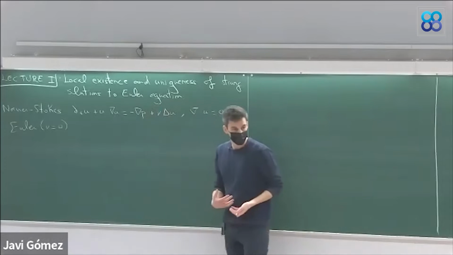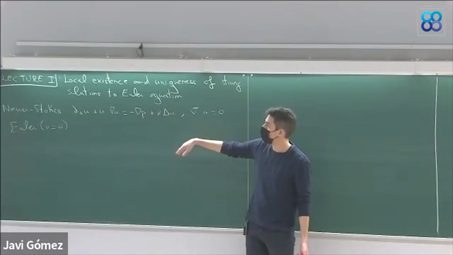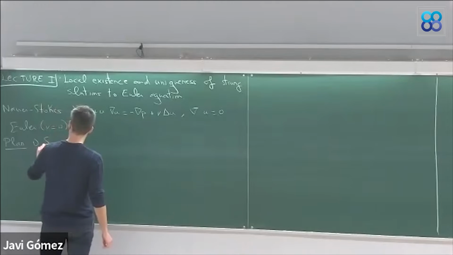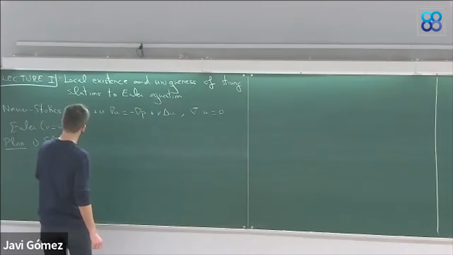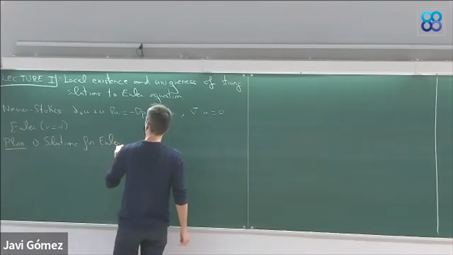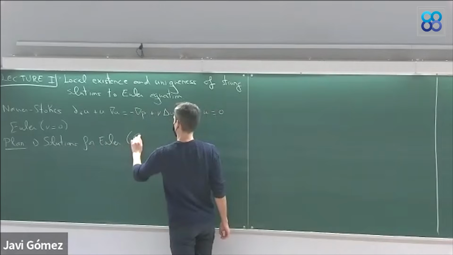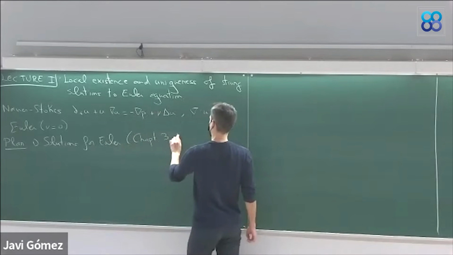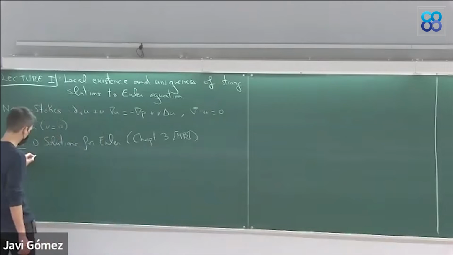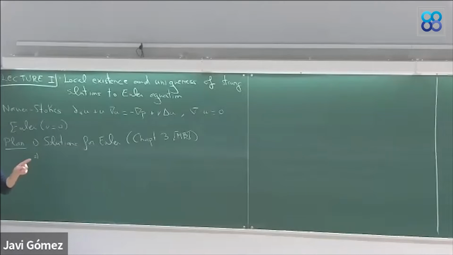So today what we are going to prove first is that the Euler equation is locally well-posed. This is approximately chapter 3 of the book by Majda and Bertozzi. Then on the next lecture, and by the way, next week there are no lectures, so we will continue on the following Monday, Monday, May 2.